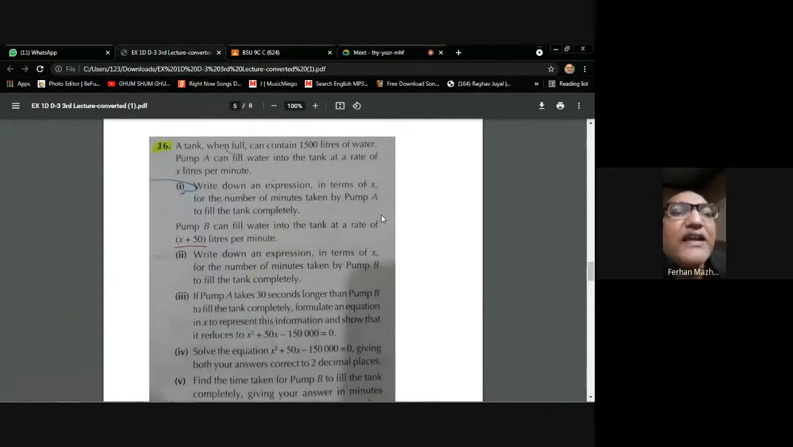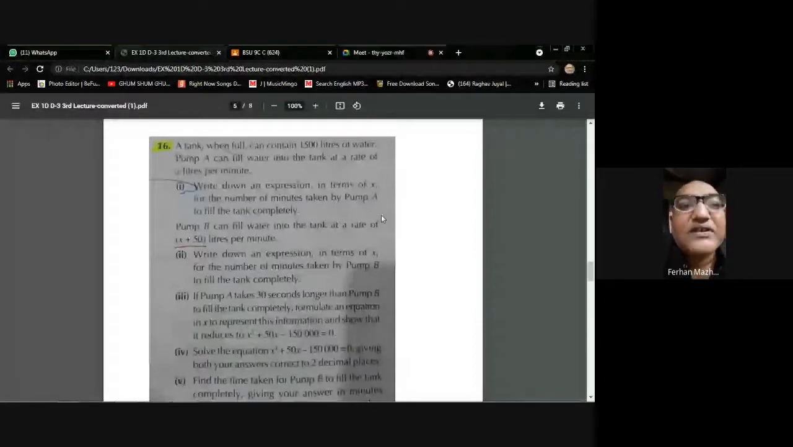To fill the tank completely, formulate an equation in x to represent this information and show that it reduces to x squared plus 50x minus 150,000 equals 0. You see the time taken by pump A and the time taken by pump B. Pump A will take 30 seconds longer, but the important thing is that time one and time two will both be in minutes.